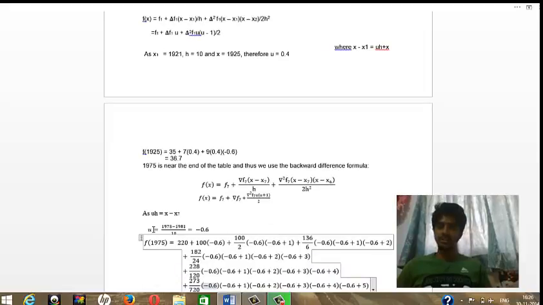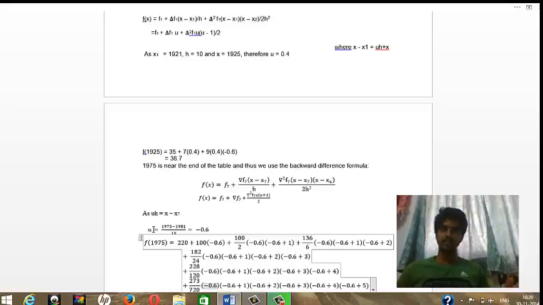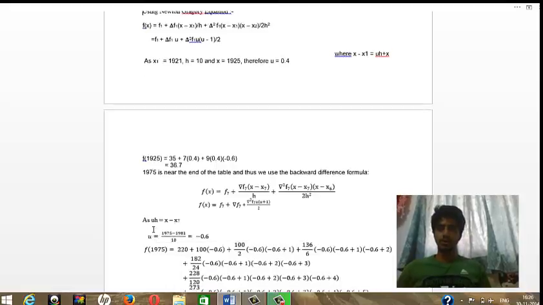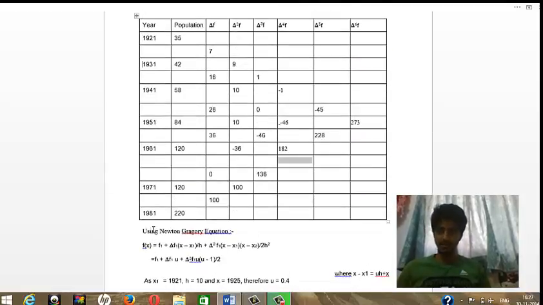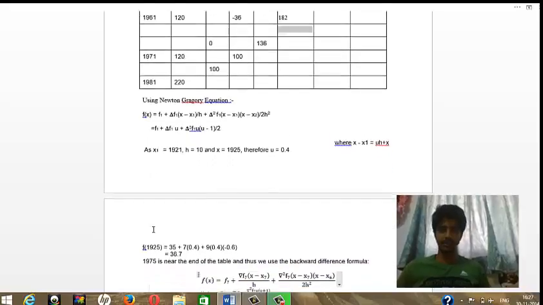1975 is near the end of the table, and thus we use the backward difference formula for estimating the population in 1975. Since 1975 is near the end of the table, instead of the forward difference formula, we can apply the backward difference formula, because the closest tabulated year to 1975 is 1981. So we can apply the backward difference formula.